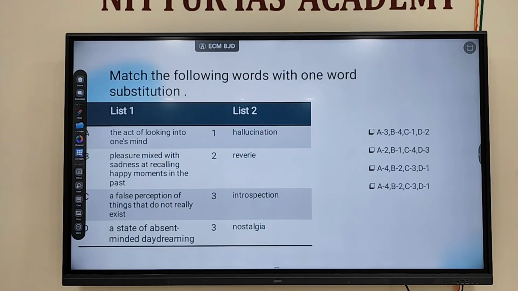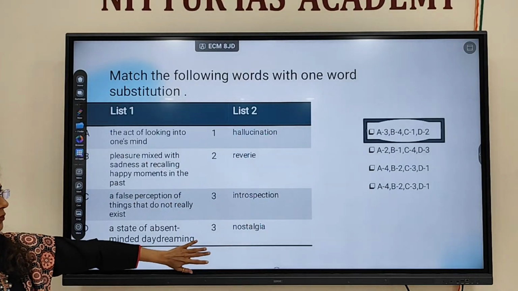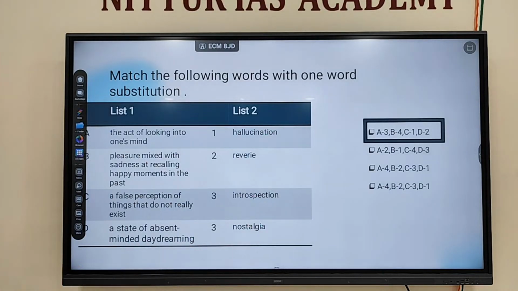Hallucination is moments in the past. She was hallucinating her husband even after his demise. Her husband died, still she's hallucinating. She's thinking and remembering the happy and sad moments. Okay. The answer is not this. The answer is 2.